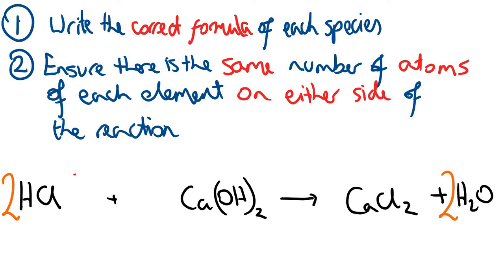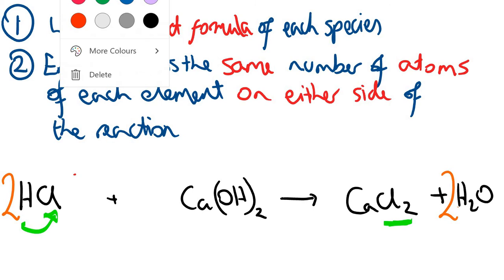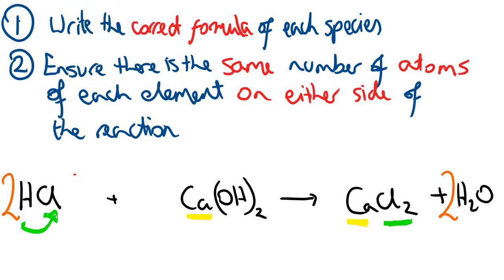I've got 2 chlorines here because there's 2 there, and I've got 2 chlorines there, so my chlorines are even. I've got 1 calcium and I've got 1 calcium on the right as well. I've got 2 oxygens here, there's 2 there, and I've got 2 oxygens there as well. So there you go, that equation is balanced, because I've got the same number of atoms of each element on either side of the equation, so it's balanced.